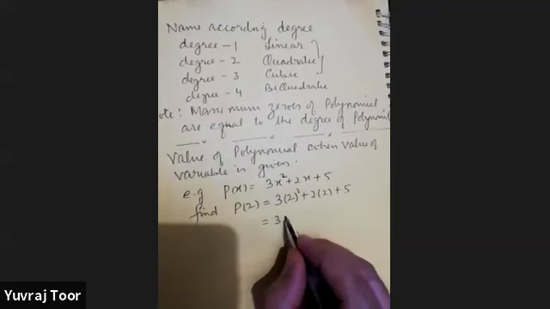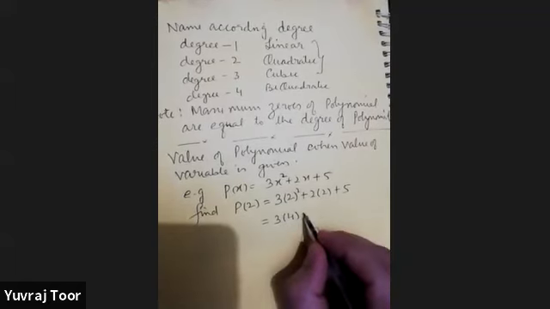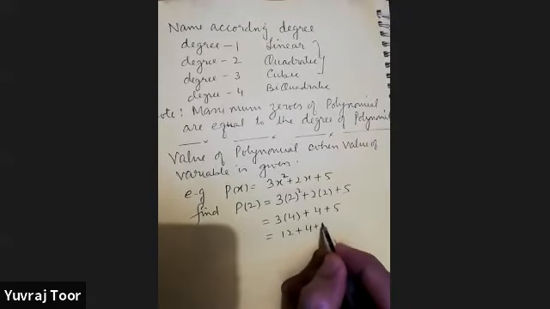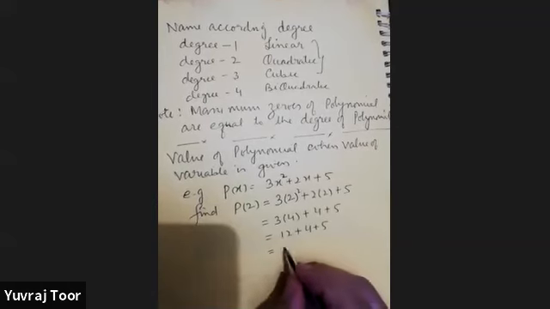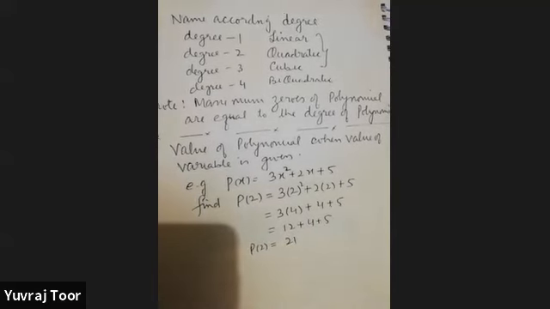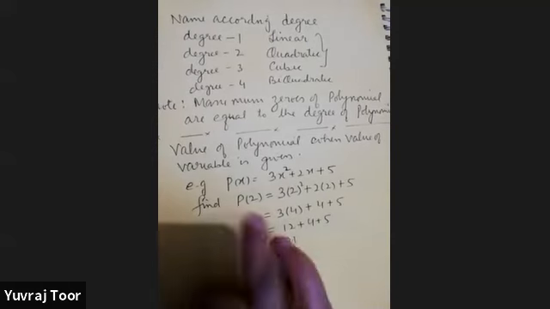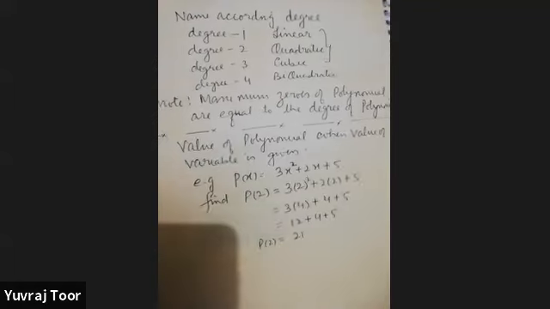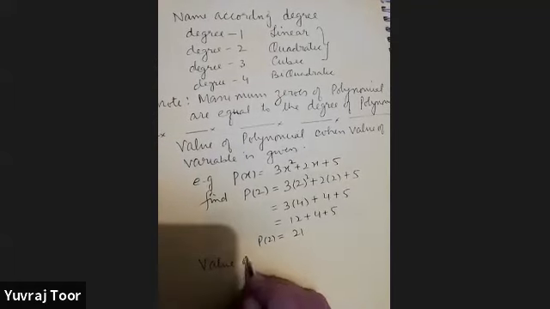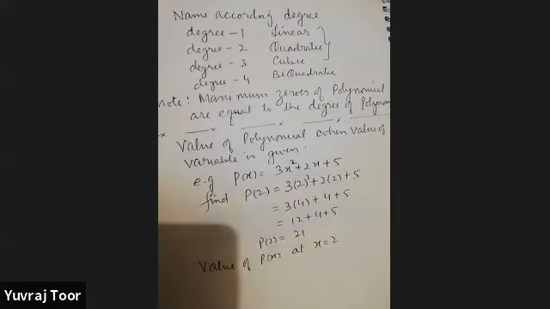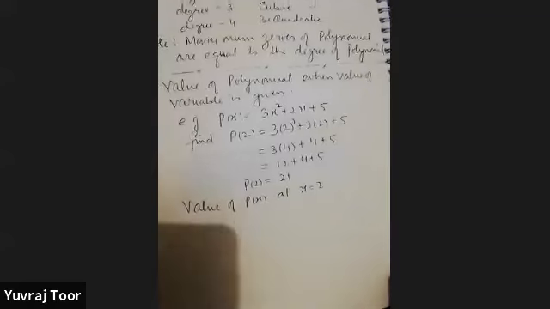3 into 4 is 12, plus 4, plus 5. This gives you 21. So p(2) equals 21. This is the value of the polynomial at x equals 2. We can say that the value of p(x) at x equals 2 is 21. So I'm going to give you one more question and you have to solve it.